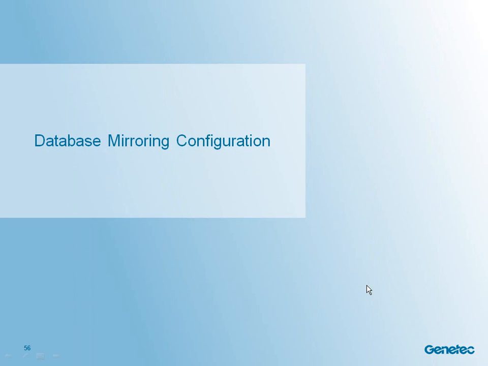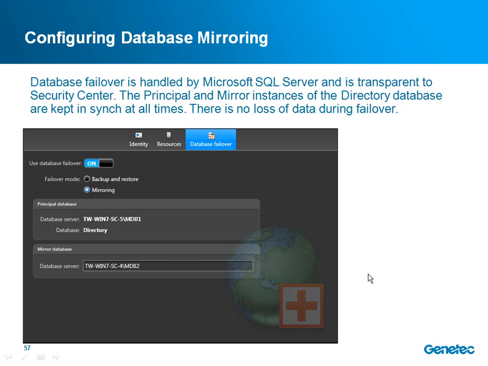We're going to take a look at the database mirroring configuration now, which is pretty simple on the Genetec side of things. As you can see from the options, there's not much to set up for mirroring. Basically everything is being set up in the SQL Server configuration. The failover itself is handled by the SQL Server as well, so nothing is being done by Security Center. The principal and mirror database instances are being kept in sync by SQL at all times, so you won't see any data loss if a failover occurs.